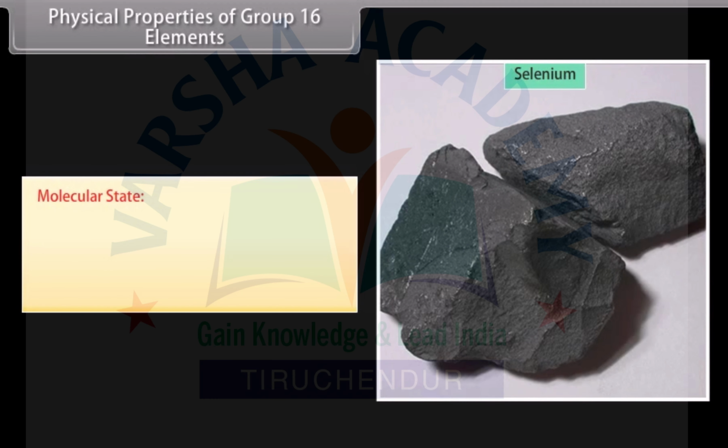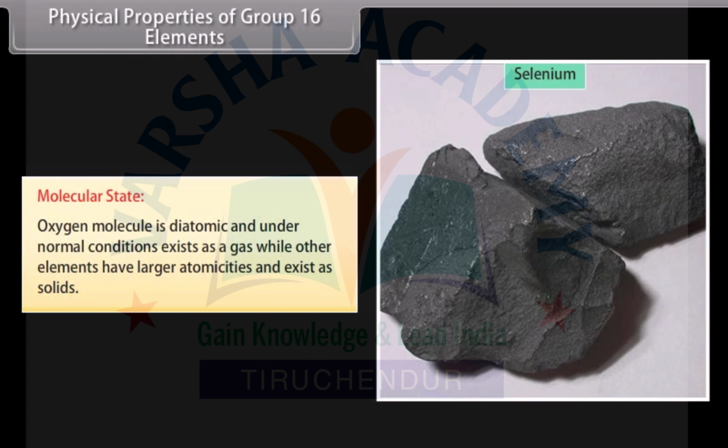Molecular state. Oxygen molecule is diatomic and under normal conditions exists as a gas, while other elements have larger atomicities and exist as solids.